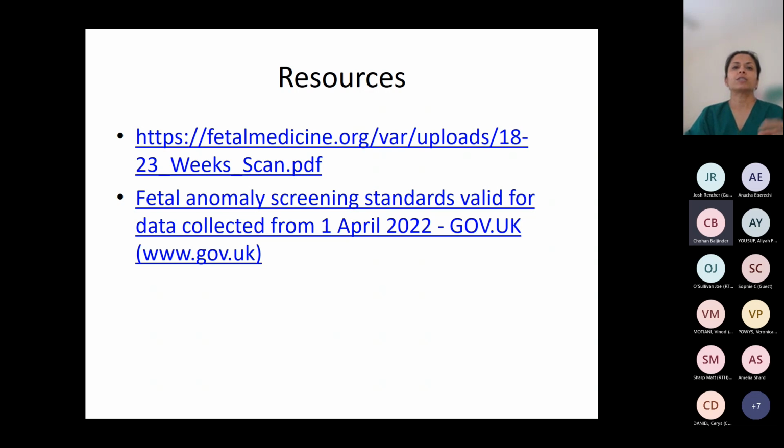So, otherwise, the Fetal Anomaly Screening Program has very good resources. If you type FASP guidelines into your Google or whatever it is that you use, then it'll take you to a beautiful place where all the screening programs, fetal anomaly screening programs, and their guidelines, their quality assurance checks, and all the parameters are there. Good place to learn scanning as well.